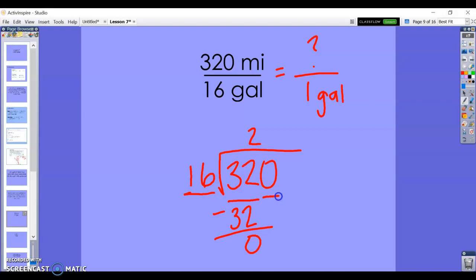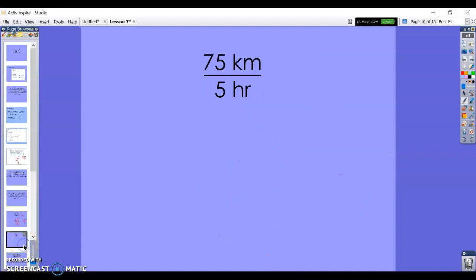That leaves me with 0. Now I do still have this digit here that I need to use. If I bring it down, it gives me 0, but I still need to show that I used it, and it gives me 20 miles. So my answer would be 20 miles per gallon, and I'll write the 1 there. So 20 miles per 1 gallon. Let's just do one more example so I know that you've got it.